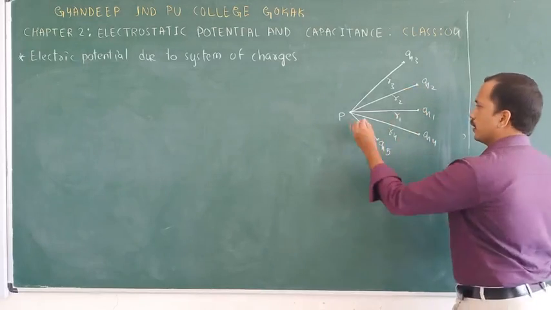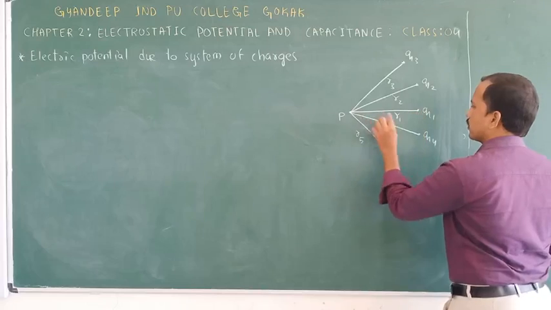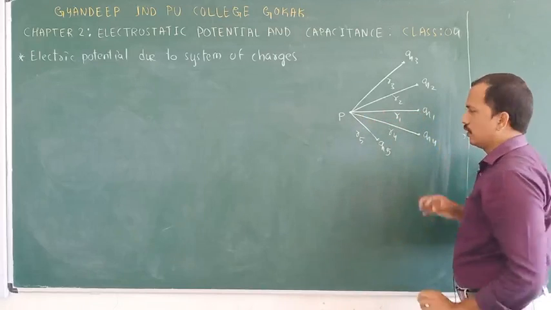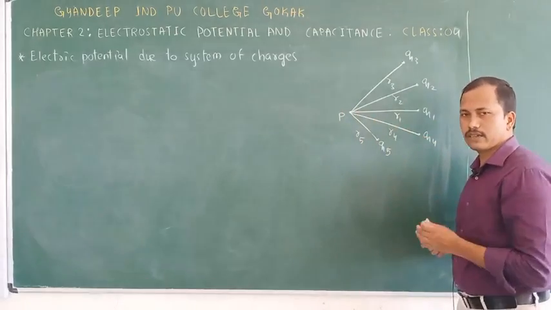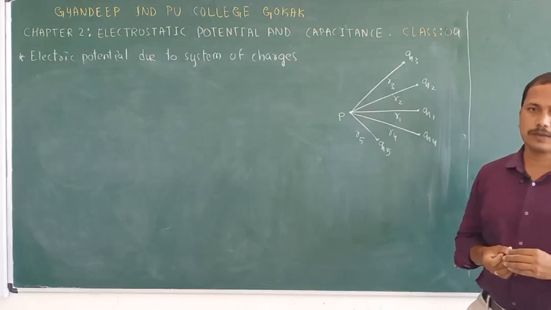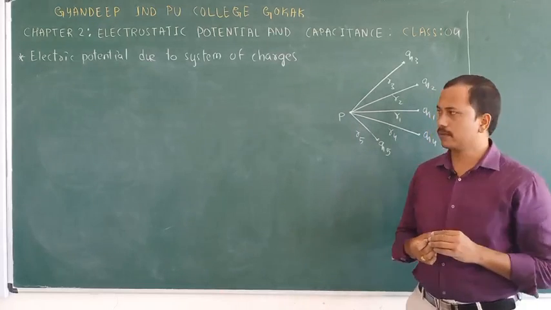For example, here is a point P at a distance R1 from charge Q1. Due to this charge, we find the value of the electric potential. Generally, V is equal to 1 by 4 pi epsilon, Q divided by R1. Okay, that is the first one.